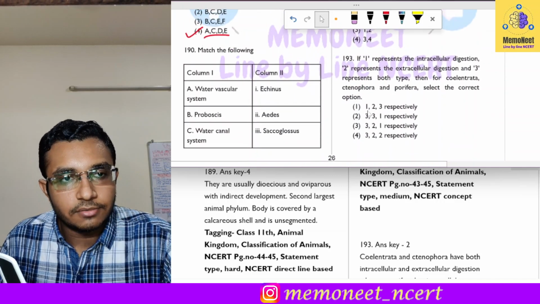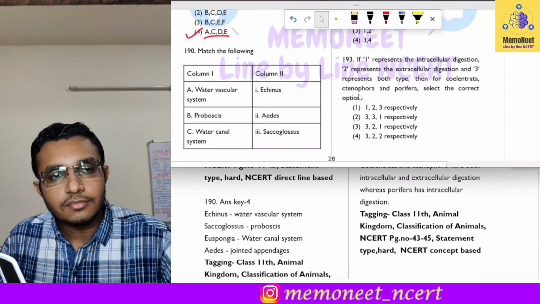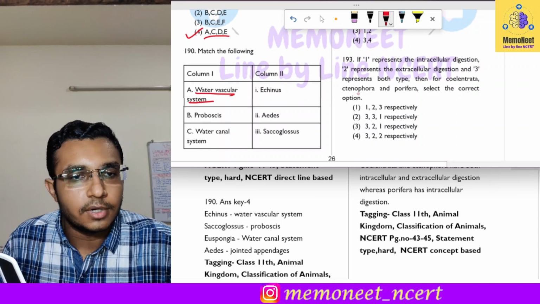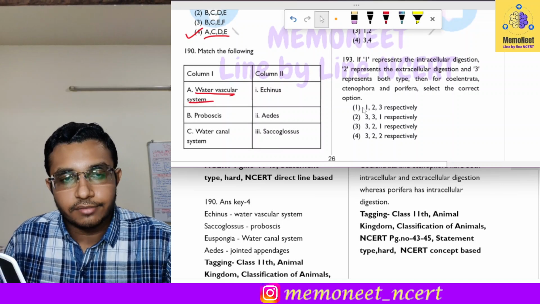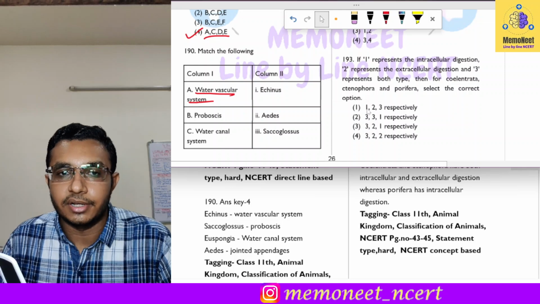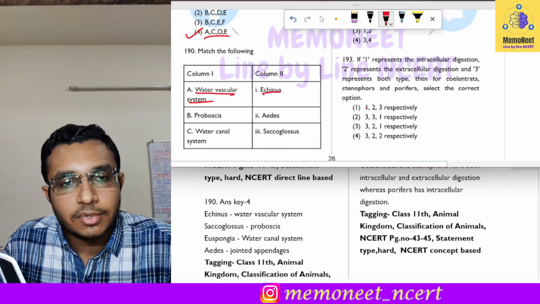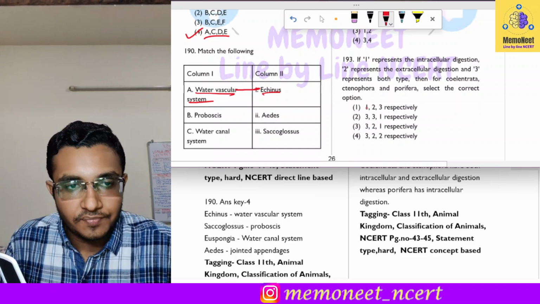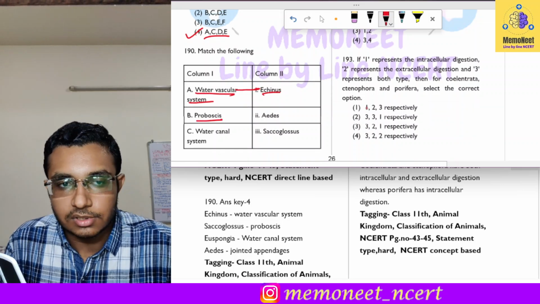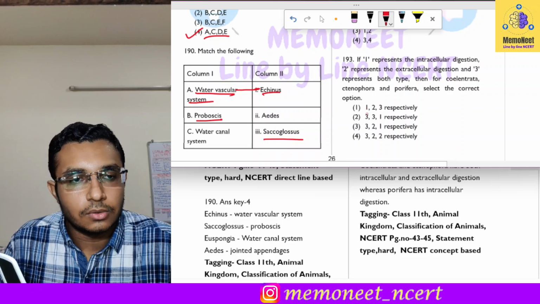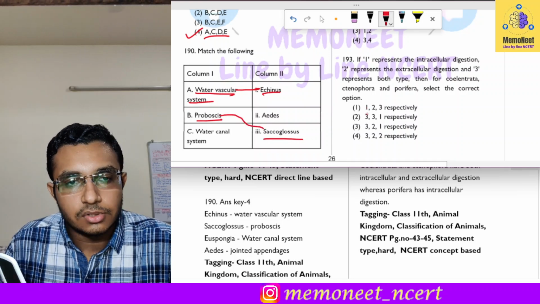It is a match the following type of question, and it states that first is option A, that is water vascular system. Now water vascular system is found in the phylum Echinodermata, and an example of phylum Echinodermata is Echinus, so A goes with 1. Then option B is proboscis. The proboscis is found in the Saccoglossus, so B goes with 3.